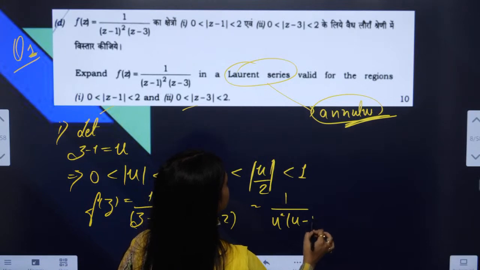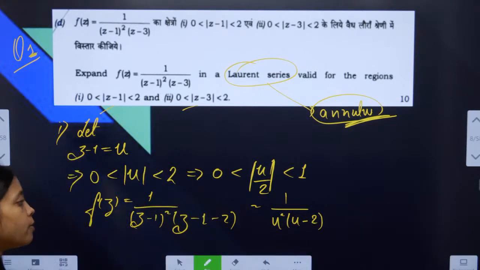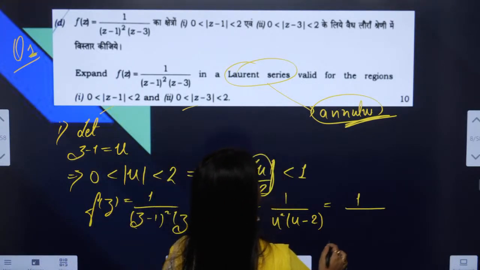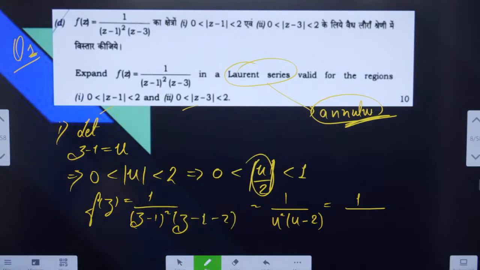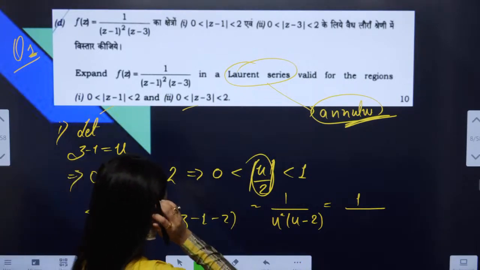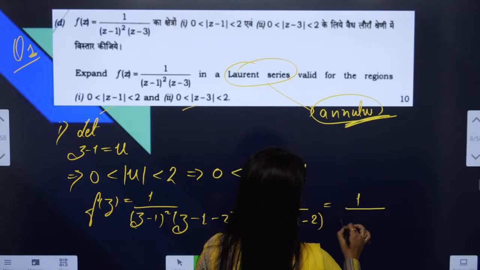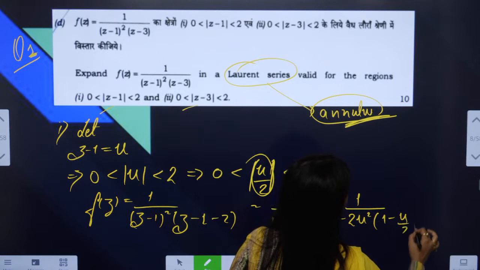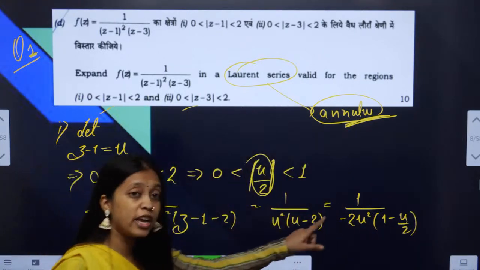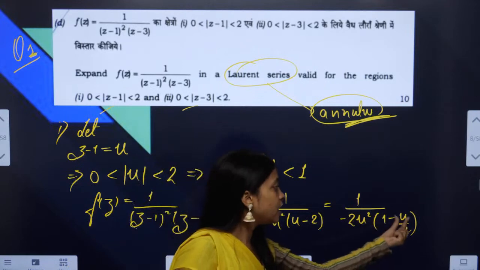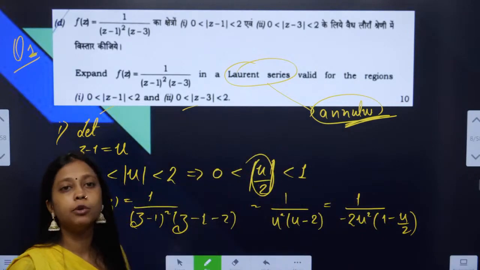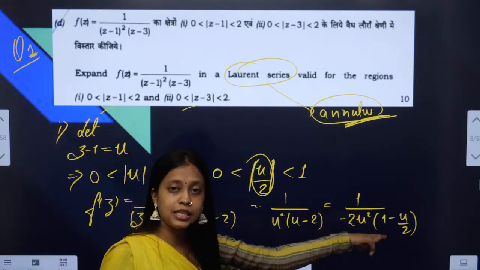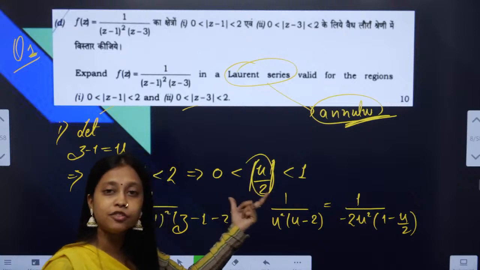All you need to do here is take 2 common out, so that you can get an expression like that. So this becomes 1 upon, just take minus 2 common out instead, minus 2 u square, it becomes 1 minus u upon 2. You know how to expand that, given modulus of u by 2 is strictly between 0 and 1, then I can expand this series. If I open this, it is valid only if this is true.